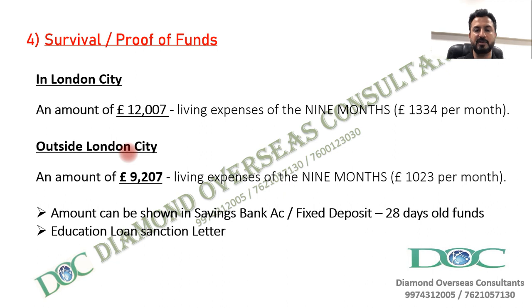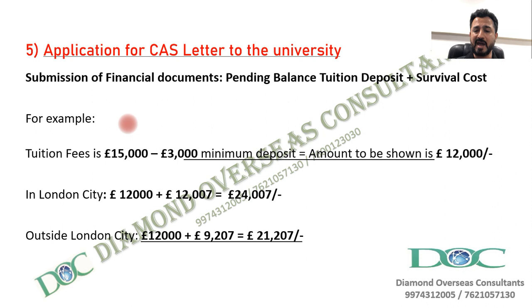An education loan sanction letter is enough for you to submit to the university, and the university will grant you a CAS letter. We will see that in the next video, in the next following slide. Now, how do you apply for a CAS letter? What is a CAS letter? A CAS letter is a confirmation of acceptance of studies which will be used for your visa purpose.